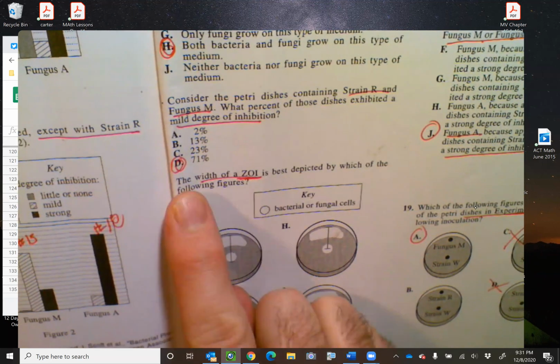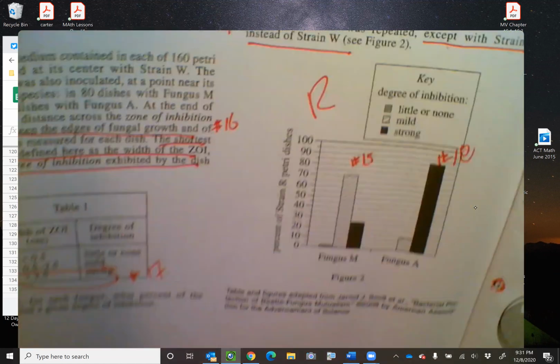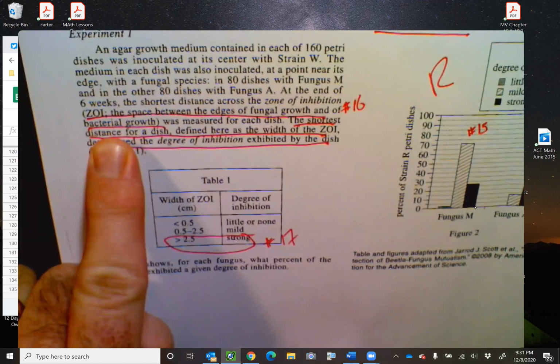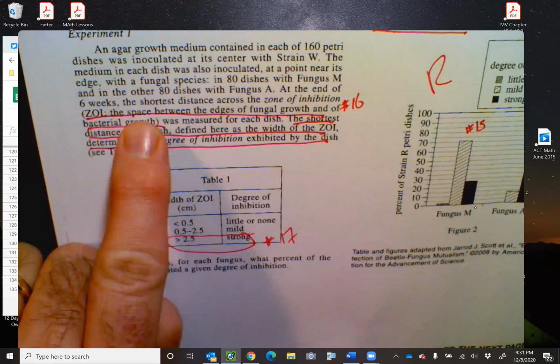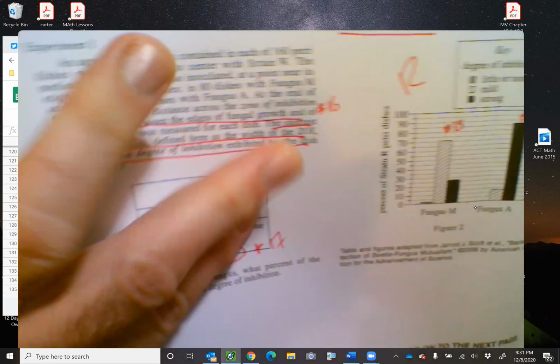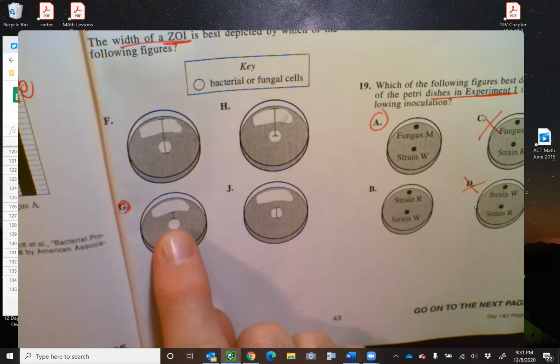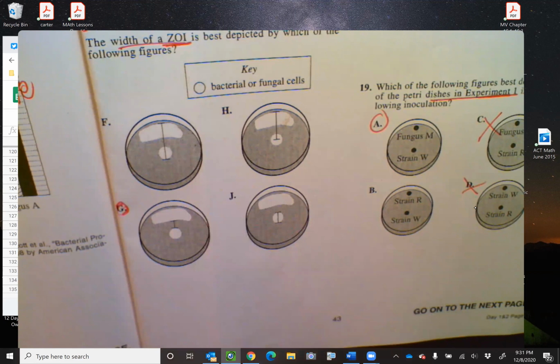Okay, the next one, the width of a zoi is best described by which of the following figures? Well, if we look right here in the reading, it says zoi, the space between the edges of fungal growth and of bacterial growth. I think letter G is the only one that's actually measuring it correctly, right? The distance between those two.